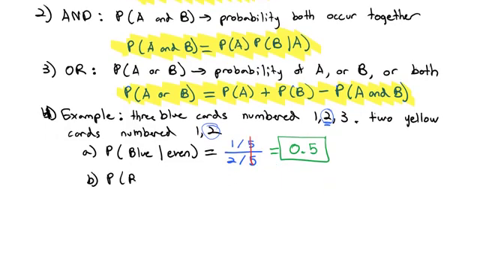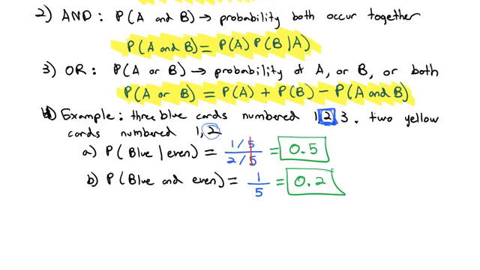Let's find the probability that I get a blue card and an even card. Now, this is looking for the probability that both occurred at the same time, blue and even. Of the blue cards, only one of them is blue and even. Out of the total cards, now we're looking at the total sample space, of 5. And so the probability that it's blue and even is 0.2. There's only a 20% probability that it's both blue and even.